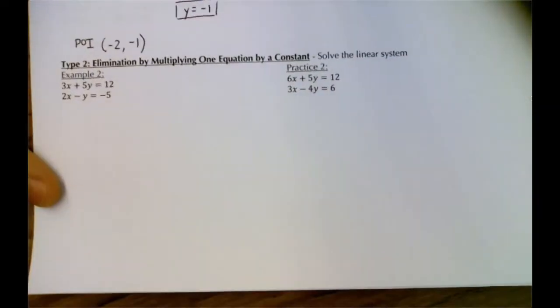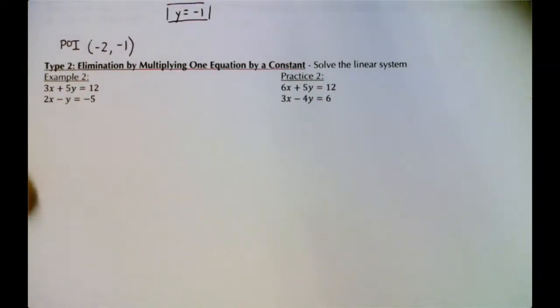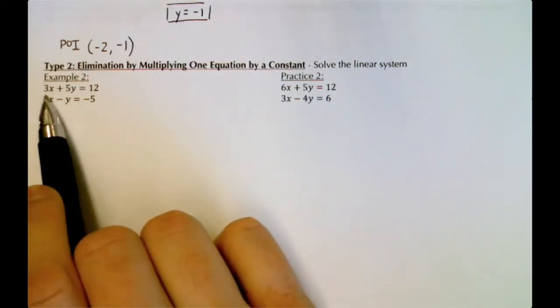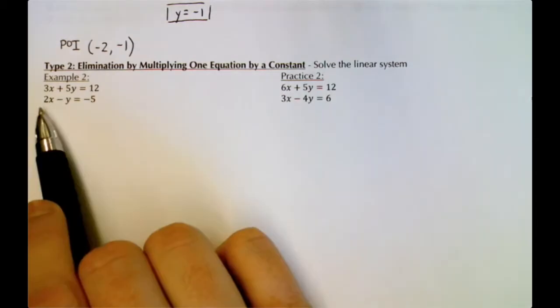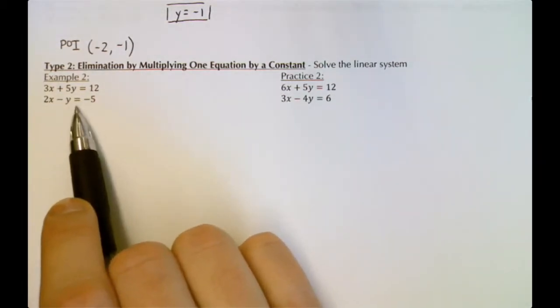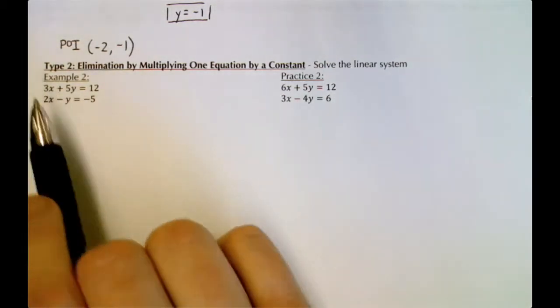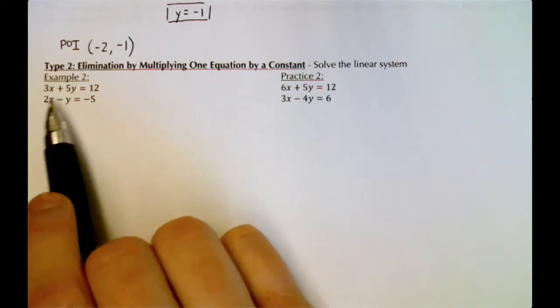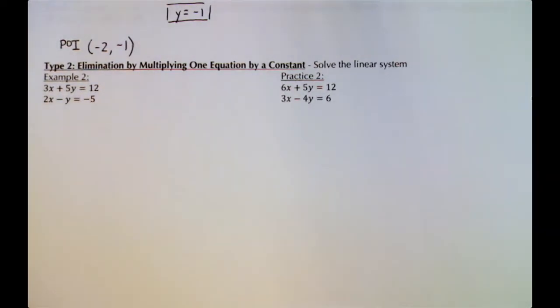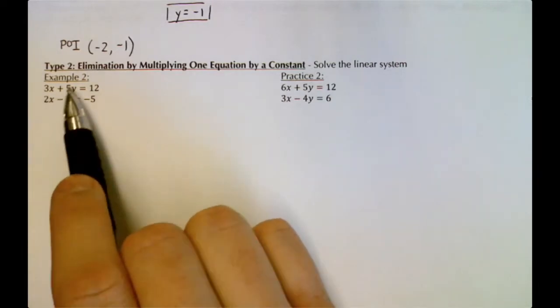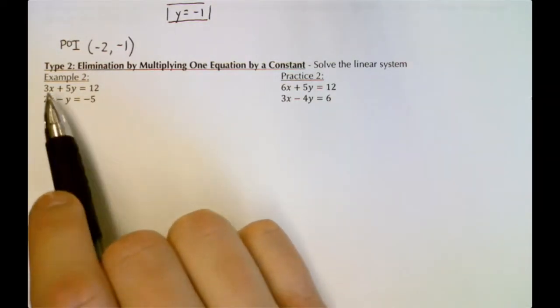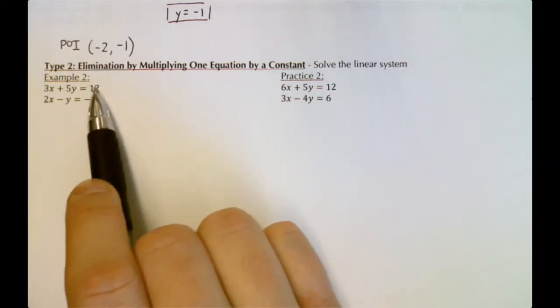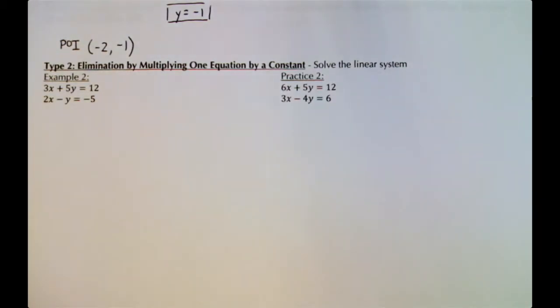The second type, if we look at the example 2, we've got 3x plus 5y equals 12, and we've got 2x minus y equals -5. Notice none of the numbers in front of the x's or the y's are the same. So if we try adding down the columns, we don't eliminate a variable. And if we try subtracting, we don't eliminate a variable either. So the key to this question is to be able to get the coefficients to be the same.